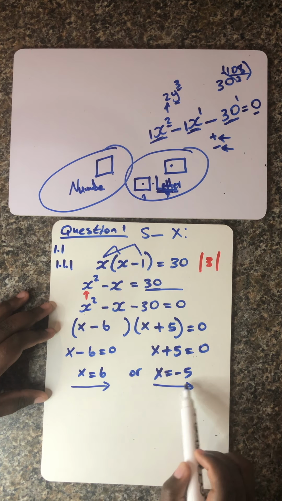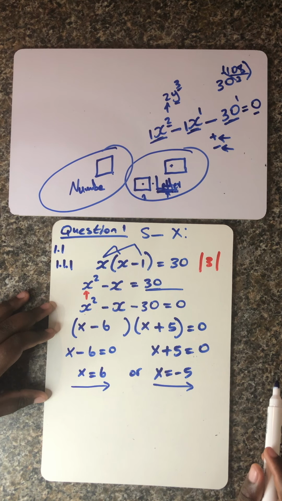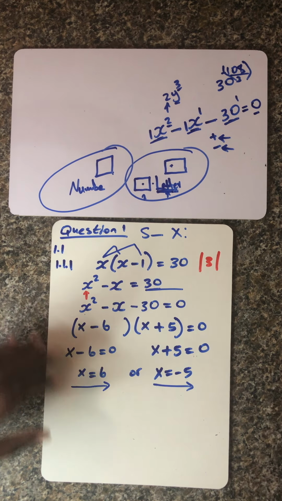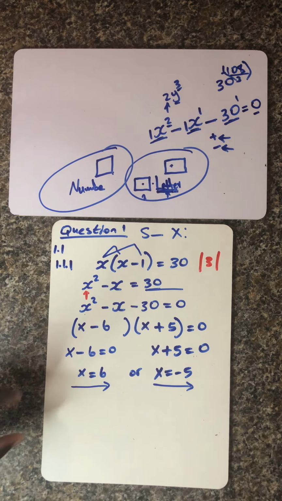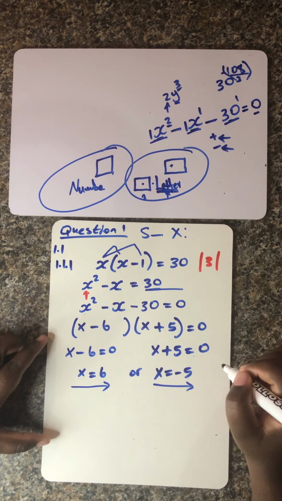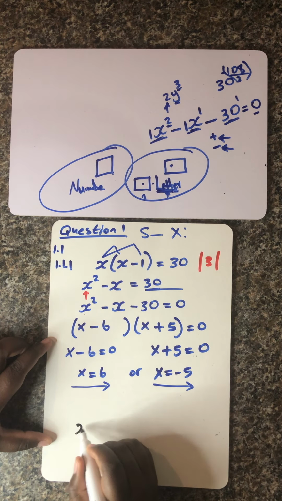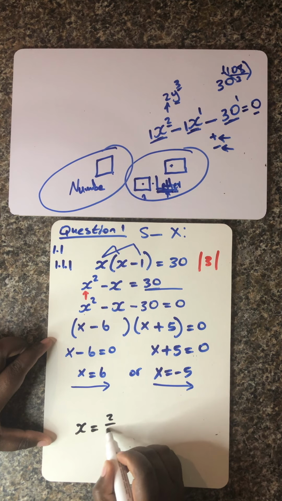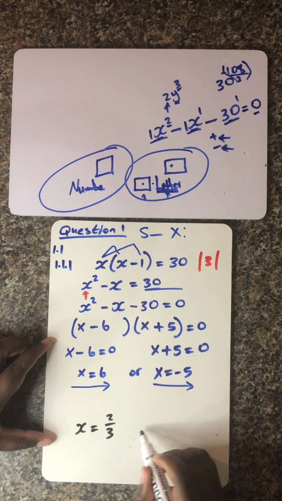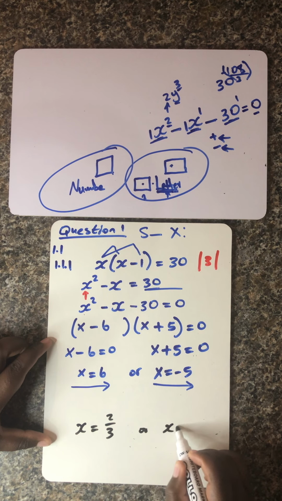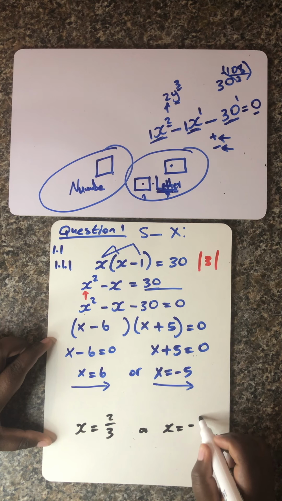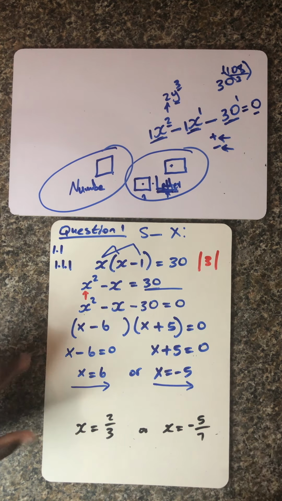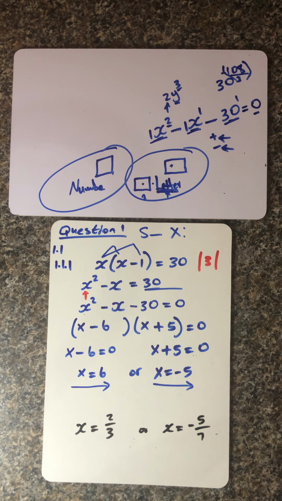You move it to the right, it changes a sign, it becomes -5. Guys, what if when I punched on a calculator, I got, let's say, x is equals to 2/3, and again I got the other value when I punched a negative sign, let's say -5/7. Just as an example, ladies and gentlemen, please make sure that you understand what I'm explaining to you.